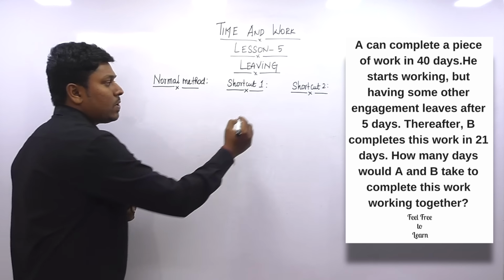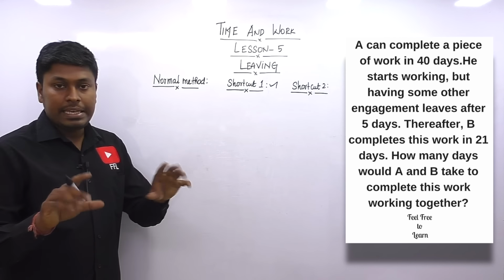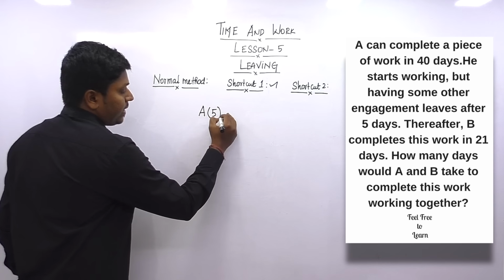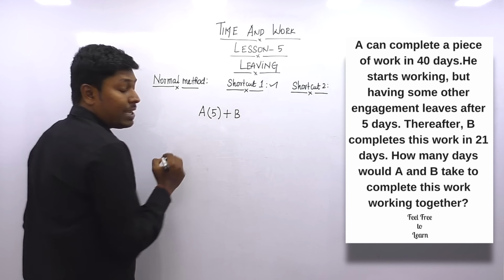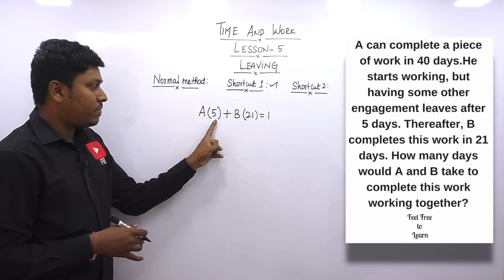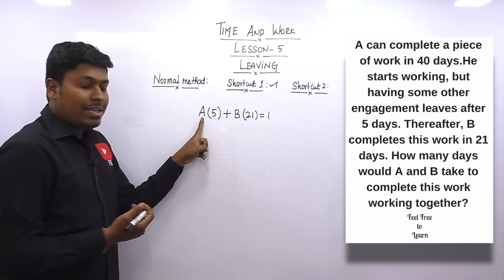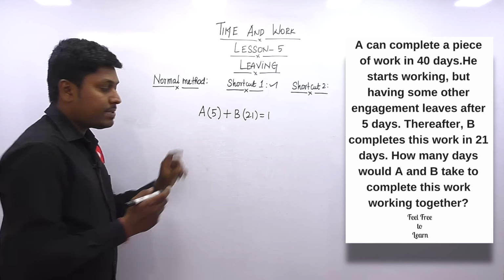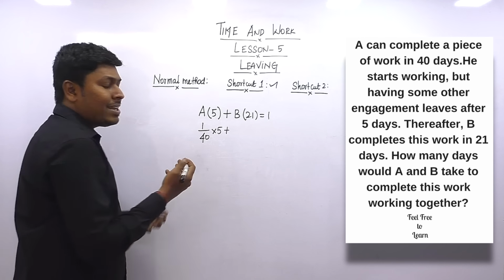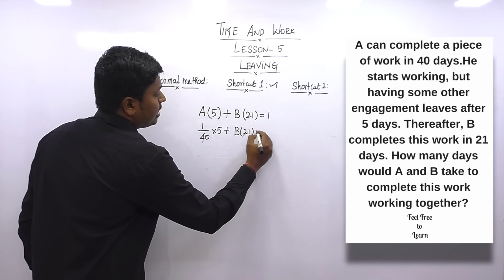Similarly, let me solve this question initially by shortcut number 1. So what is shortcut number 1? We need to frame an equation, right? So first of all, listen here. A is working for how many days? 5 days. Then the remaining job was done by B for how many days? 21 days. Simple logic, right? So A worked for 5 days and the remaining job was done by B in 21 days. We know that A alone can complete the job in 40 days. So A's one day work will be 1 by 40 into 5. And B alone, they didn't give the data, so let me keep it as it is: B into 21 is equal to 1.